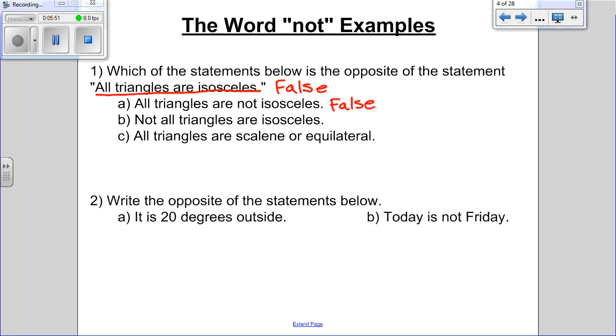Statement number 2 says not all triangles are isosceles. That is true. And the last one doesn't even use the word not. It just says all triangles are scalene and equilateral. That's also false. The statement that used the word not correctly is the one that changed it from a false statement to a true statement. So in this case, this statement correctly used the word not because it went from false to true. The opposite effect.